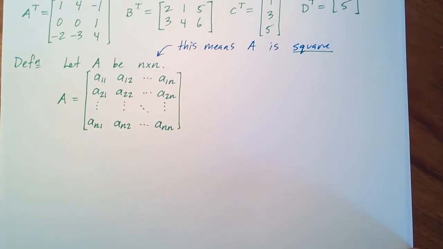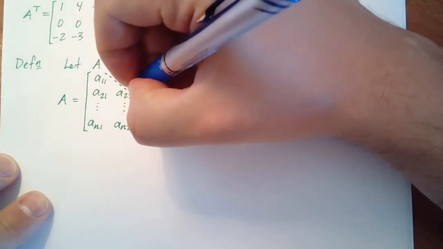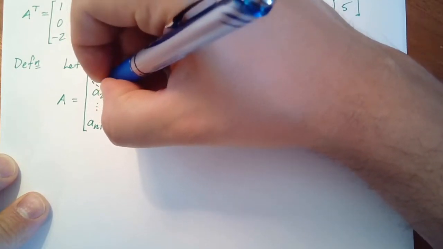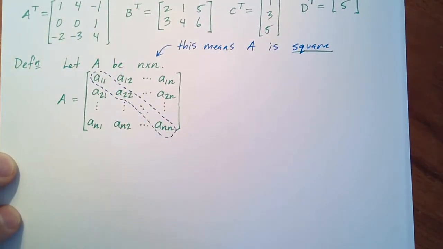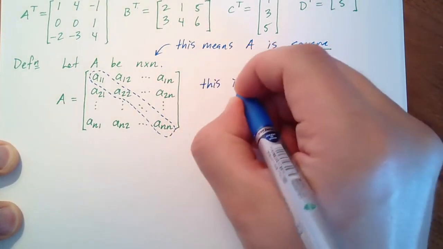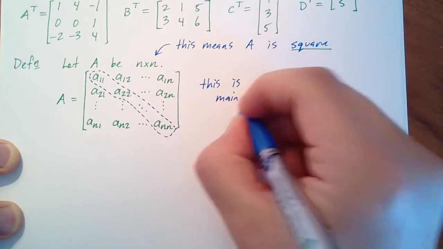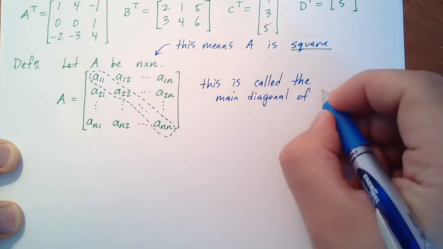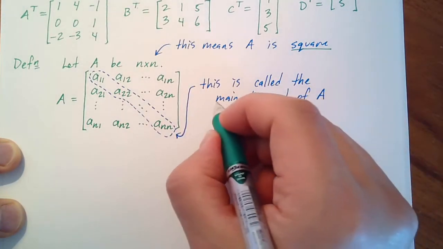Now, what I want to highlight to you here are these entries. The entries that start on the top left corner and work their way down to the bottom right. This is called the main diagonal. Let's write that down as well. That's an important piece of terminology of the matrix A. So I'm talking about that right there. So that's what the main diagonal is.